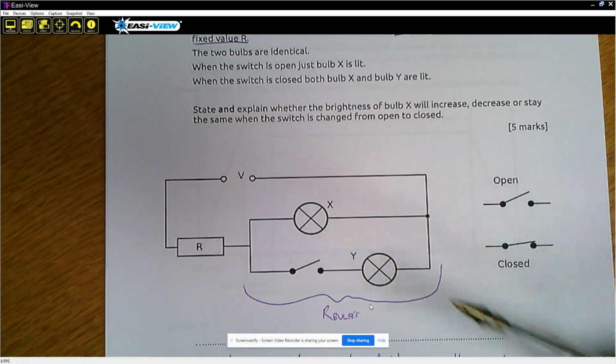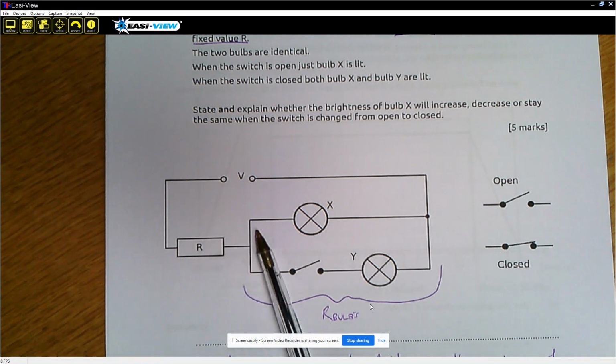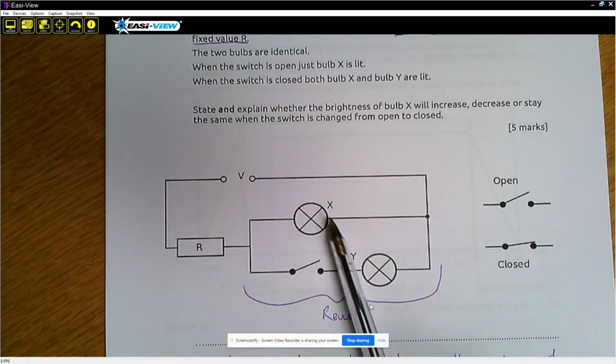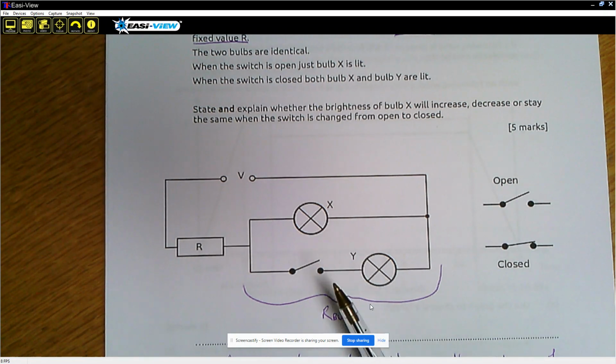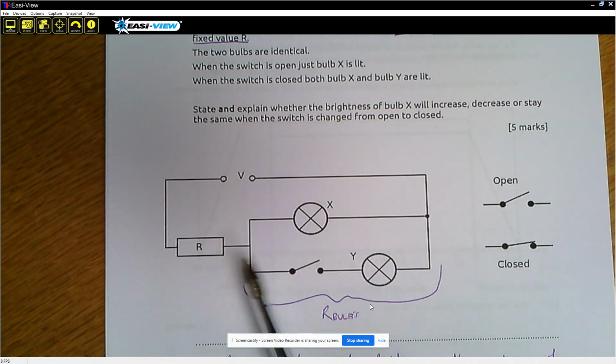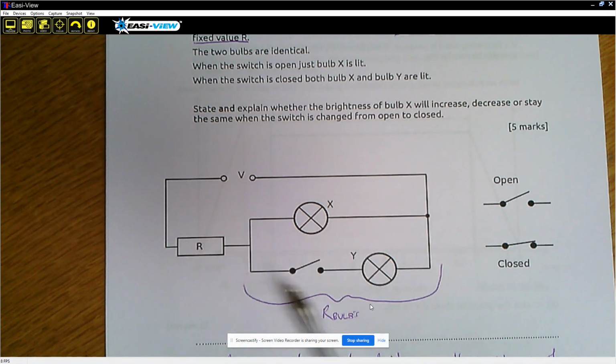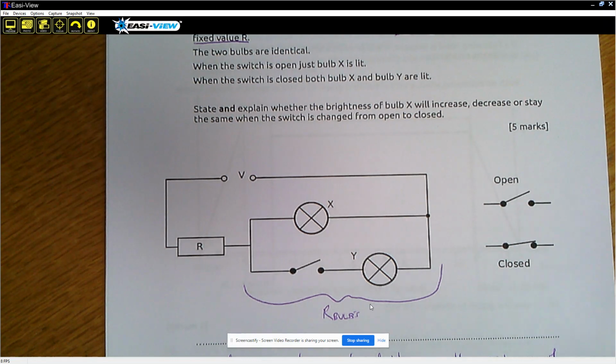If we then close the switch, then rather than just having one bulb in series with the resistor, we've got two bulbs in parallel with each other and in series with the resistor. Having these two choices of routes means that the resistance of this part of the circuit is actually less. For two identical bulbs in parallel, or two identical resistors in parallel, the resistance actually halves. So closing the switch reduces the resistance of the overall circuit. And that's key for us to be able to answer this question.